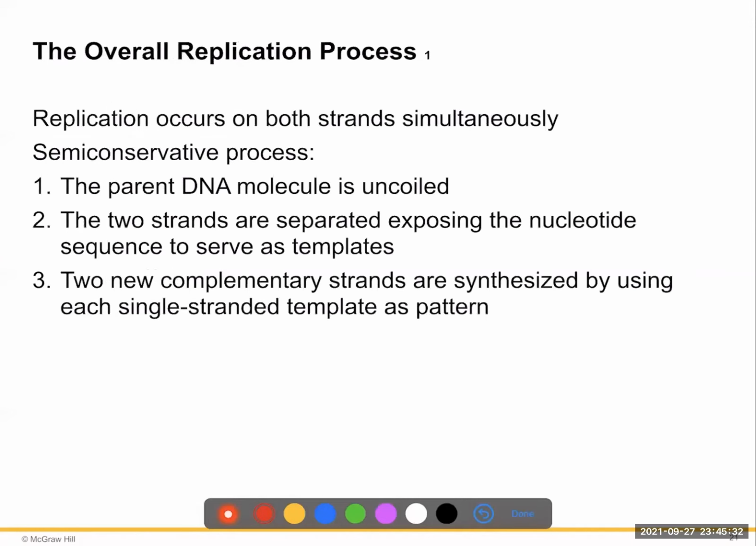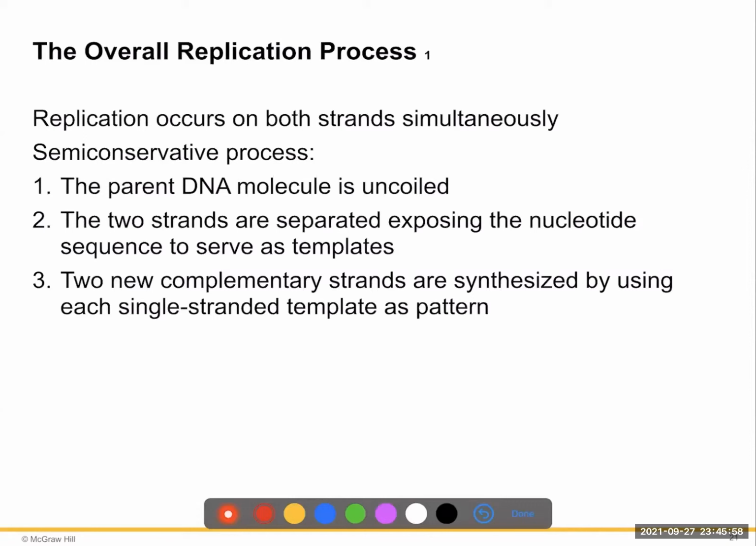Perfect. All right. So the replication process. Replication occurs on both strands simultaneously. It would take a long time if they had to wait for every strand to go individually, one at a time. We're starting in different areas, and then we're going to work together on each strand, and both strands are going to go simultaneously. Okay. So it's a semi-conservative process, which means both strands are open, and then bonding occurs on both of those strands.